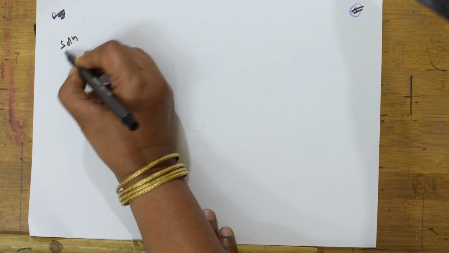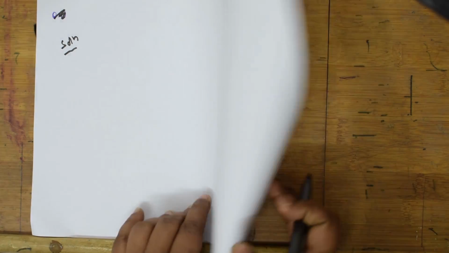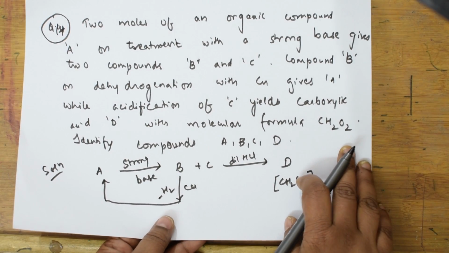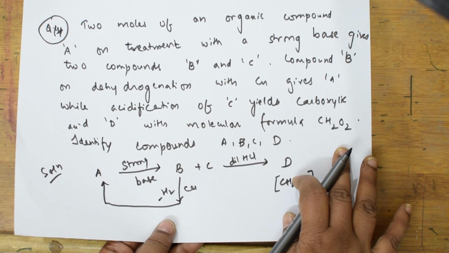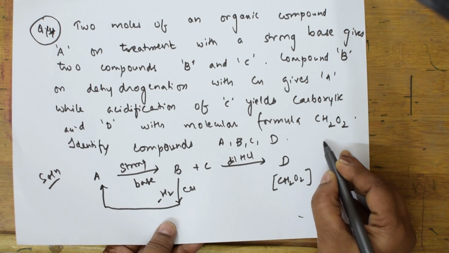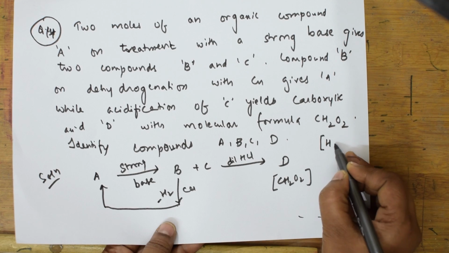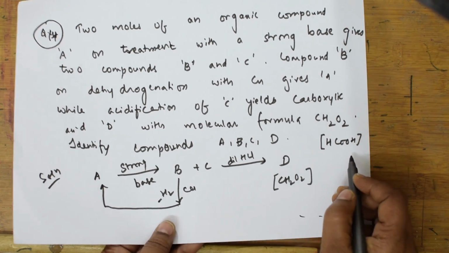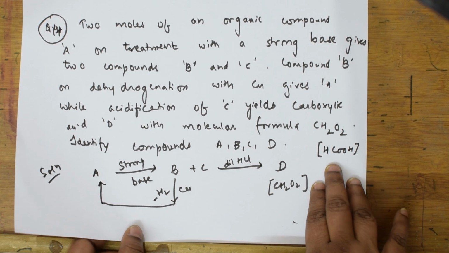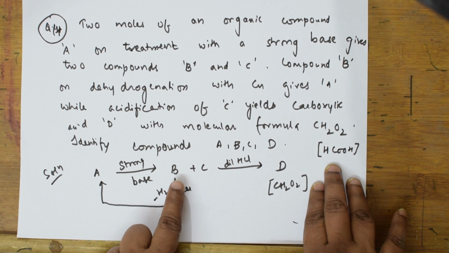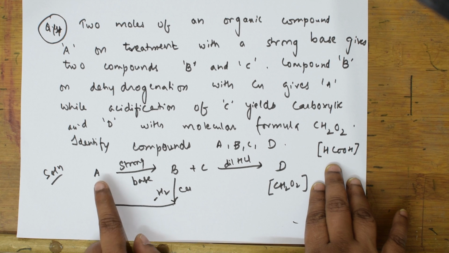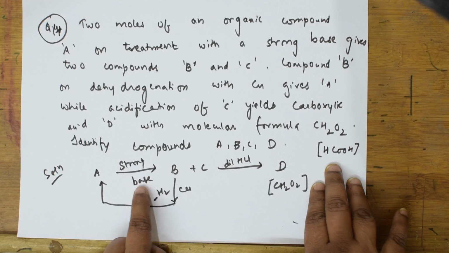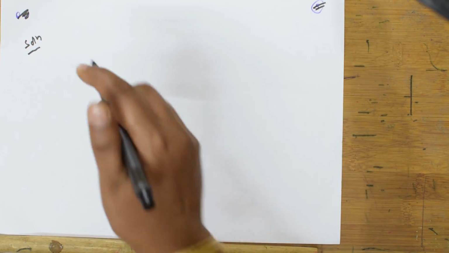Basically, the molecular formula of compound D is CH2O2. If I expand and write it, I can write it as HCOOH. Why? Because we said B on dehydrogenation has given A. And the important thing is that a strong base is the most important clue. You very well know we use a strong alkali, a strong base, in which reaction? It's nothing but the Cannizzaro reaction.